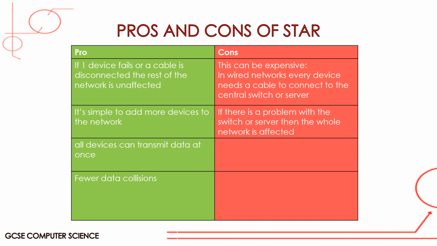The disadvantages of a star network is that it can be expensive, whereas in wired networks, every device needs a cable to connect to the central switch or server. If there is a problem with the switch or server, then the whole network is affected. In other words, there is a central point of failure.